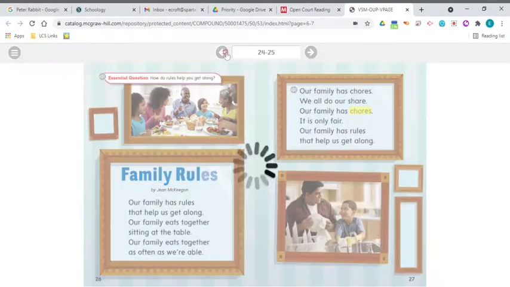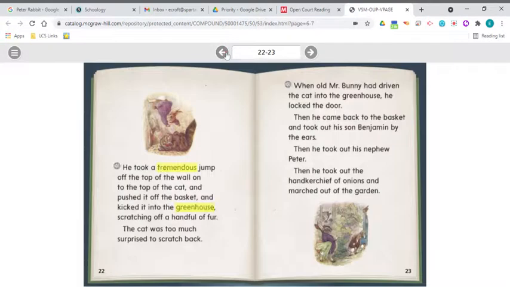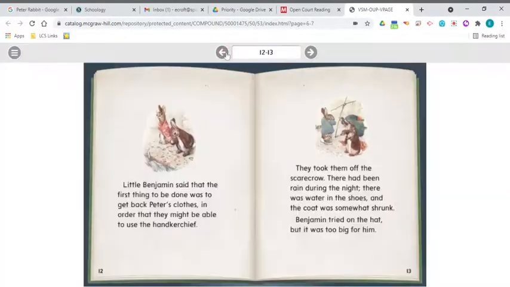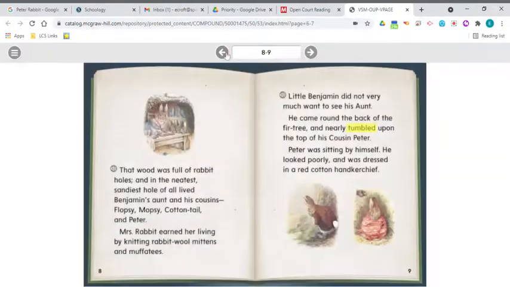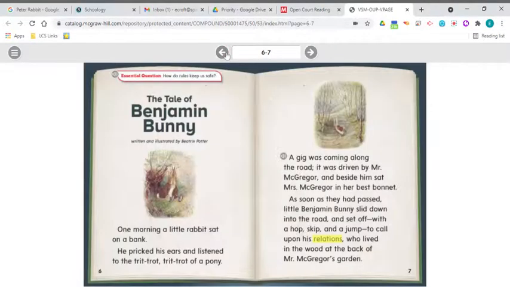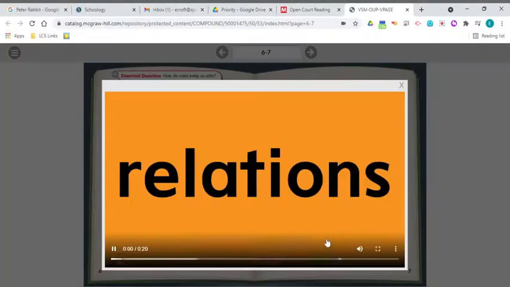Oh, I went the wrong way because we need to talk about vocabulary. We'll have to go back to the beginning of our story to find our first vocabulary word. I think it was on the very first page. There it is. It's the word relations. And it says, Benjamin Bunny slid down into the road and set off with a hop, skip, and a jump to call upon his relations.